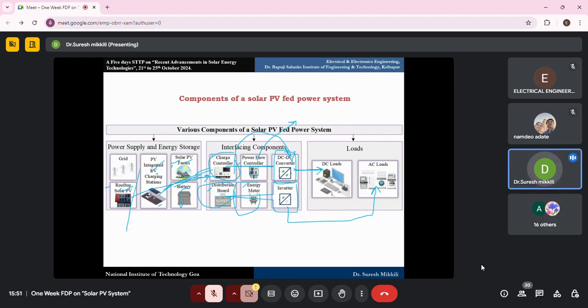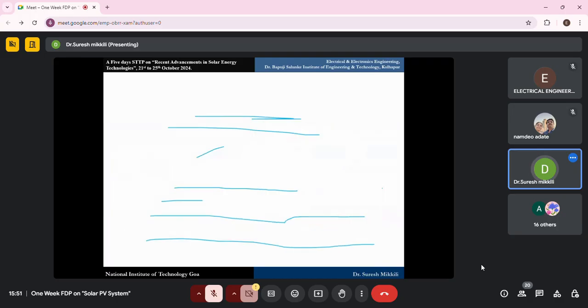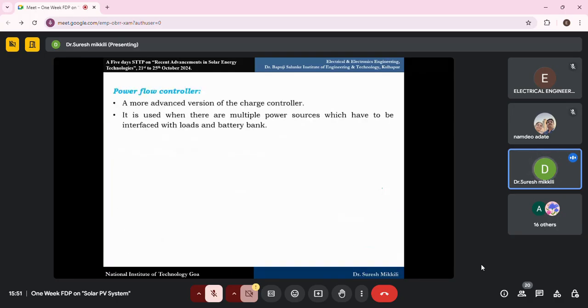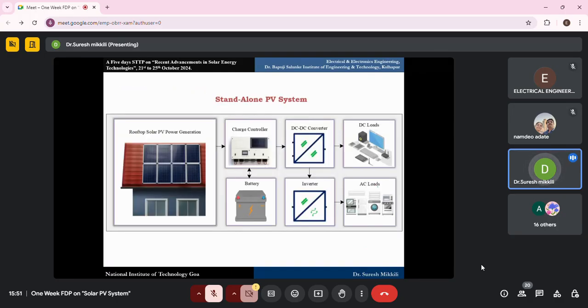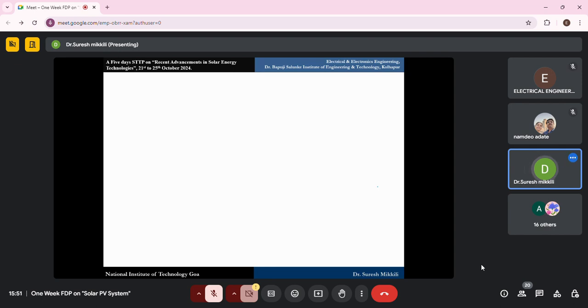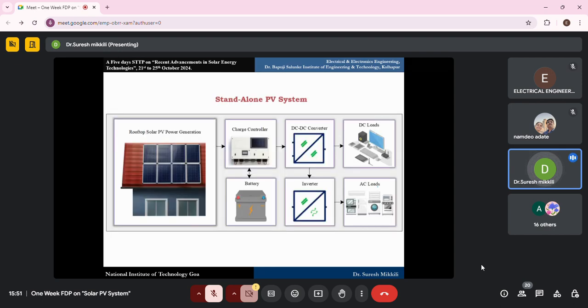One is supply related, second is interfacing elements, third is loads. Now we will try to see the different types of PV systems. First one is standalone PV system. Second one is grid connected PV system. It is classified mainly into standalone PV systems and grid connected, and hybrid systems can also be considered. Hybrid is nothing but grid connected only.